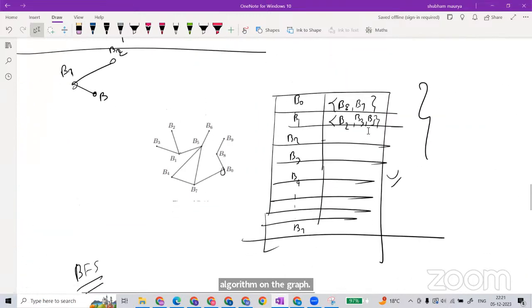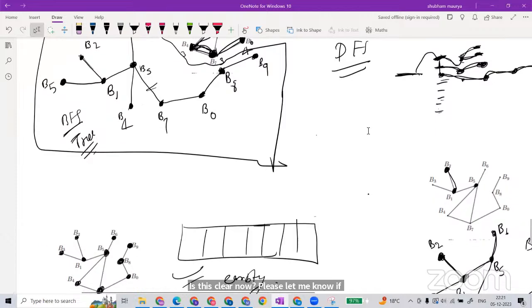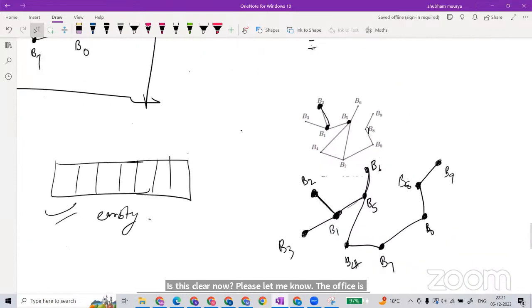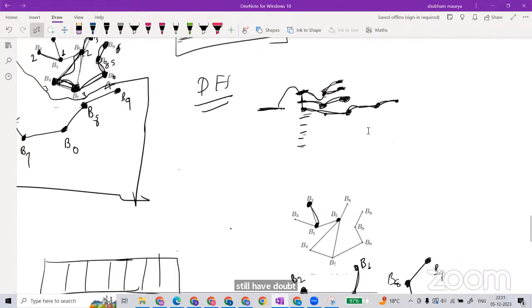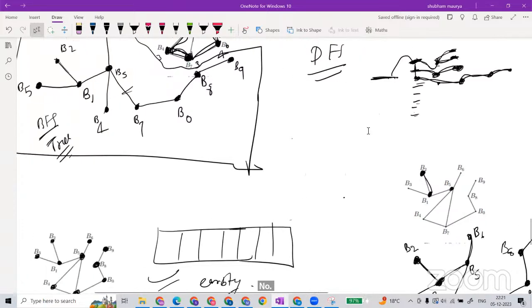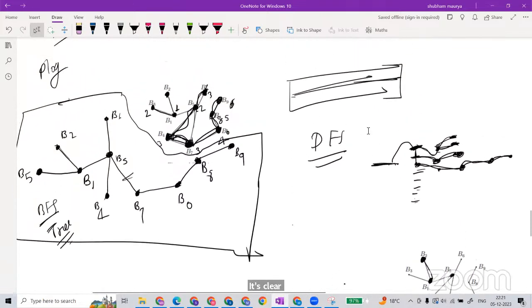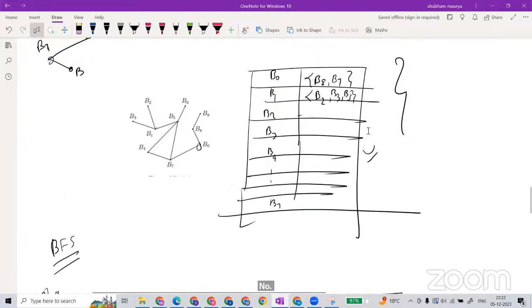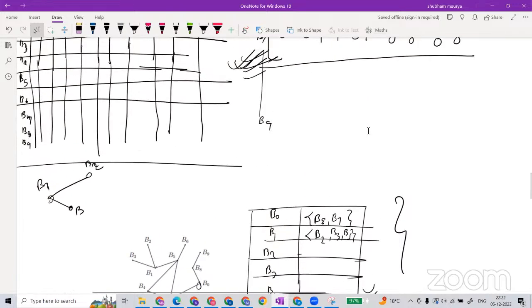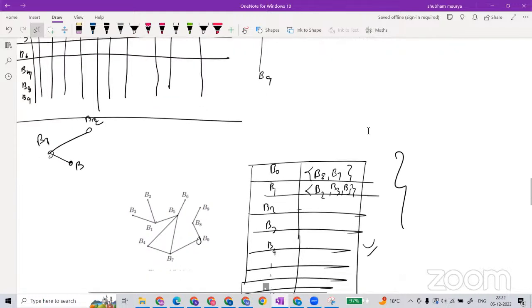Is this clear now? Please let me know. DFS, do you still have doubt? No, sir, it's clear. Okay, now let me know your doubt. If you have any doubt, please let me know. If any activity practice, okay. The topological sorting we'll see in the next session.